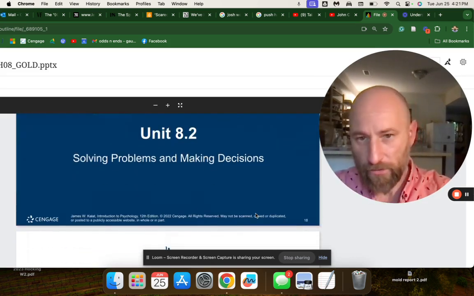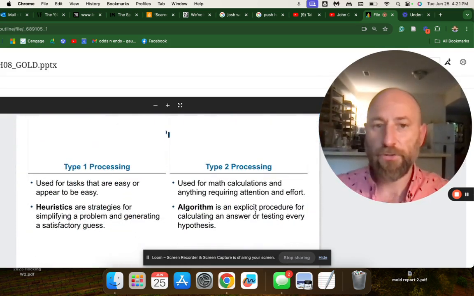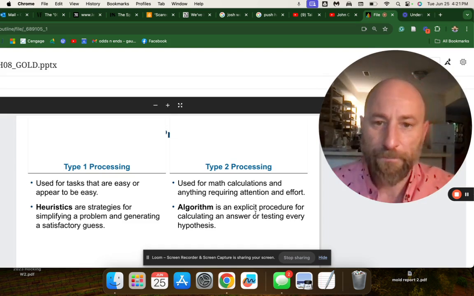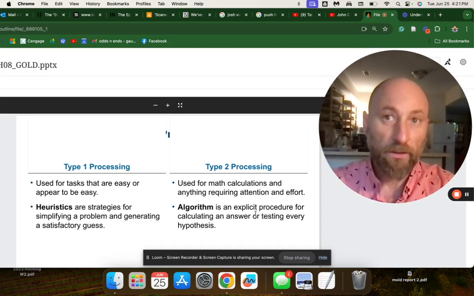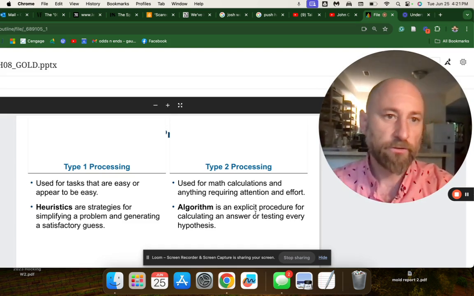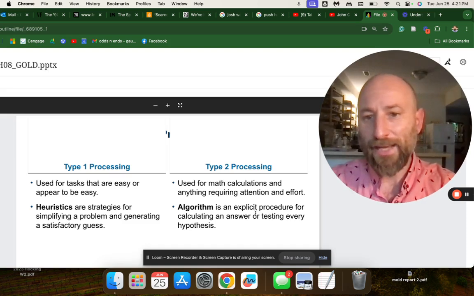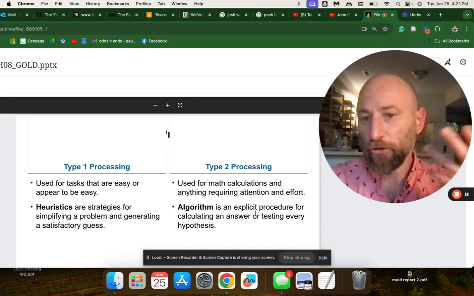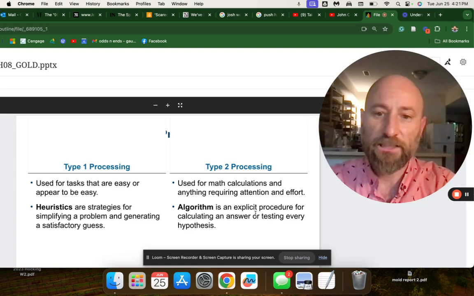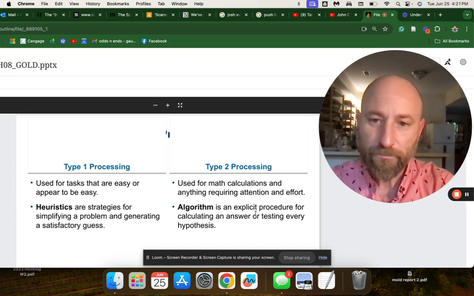Okay, 8.2, solving problems, making decisions, type 1 processing, type 2 processing. This is important stuff here. Type 1, so this is a really key concept that unlocks a lot of different doors to understanding various aspects of human behavior. Type 1 processing is used for tasks that are easy or appear to be easy, things that we do automatically, quickly. Heuristics are strategies for simplifying a problem and generating a satisfactory guess.